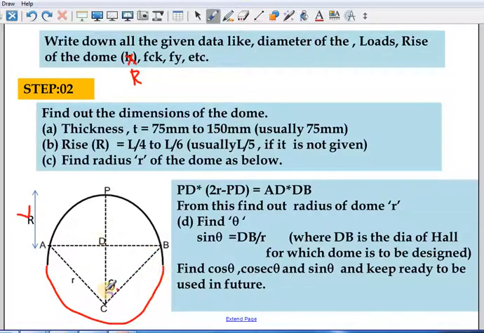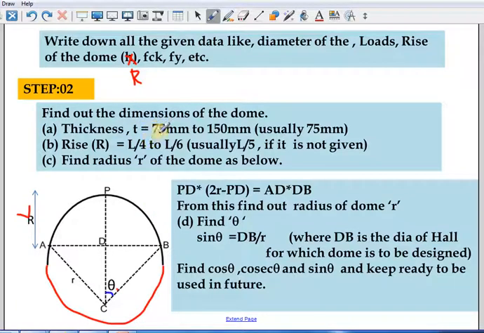The circle of the DOME may be somewhere here, so this appears not to be in proportion. The center of the room will be somewhere here, and this is different. So we will mainly be looking at the diameter of the DOME, which will be somewhere here. Then we need to find out the thickness of the DOME.